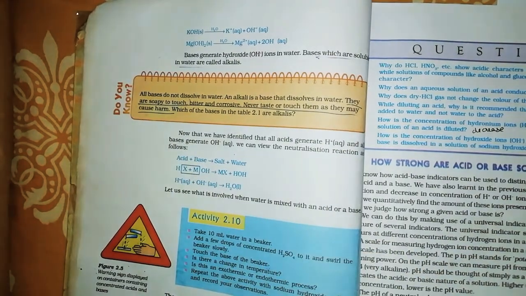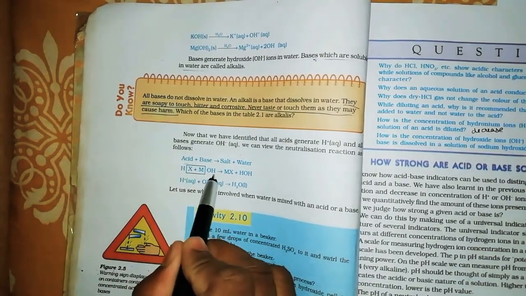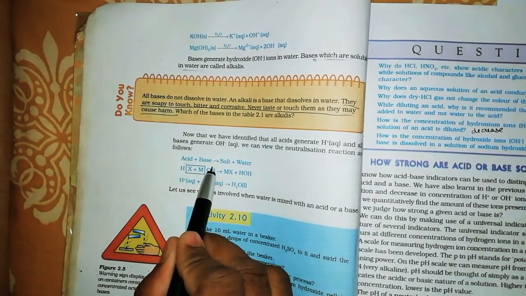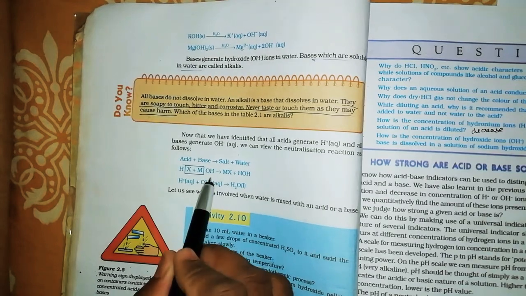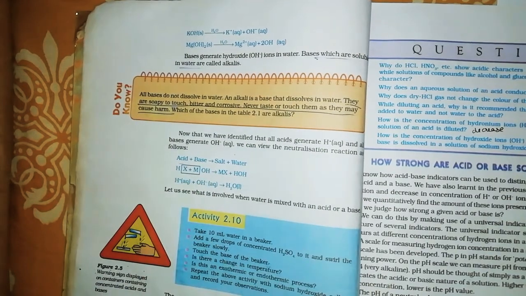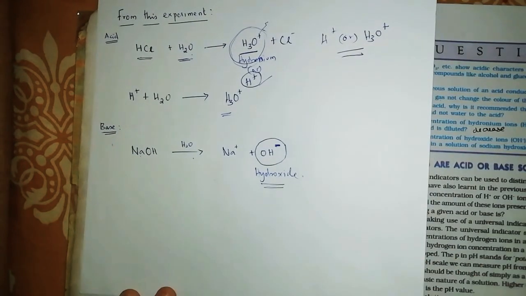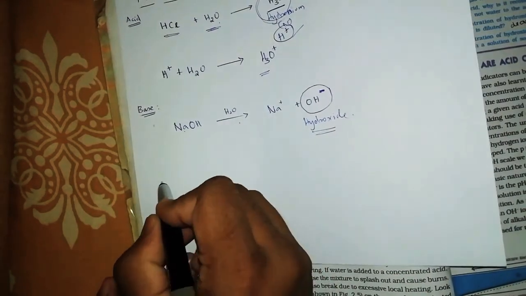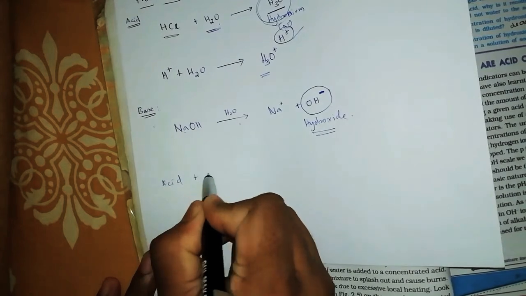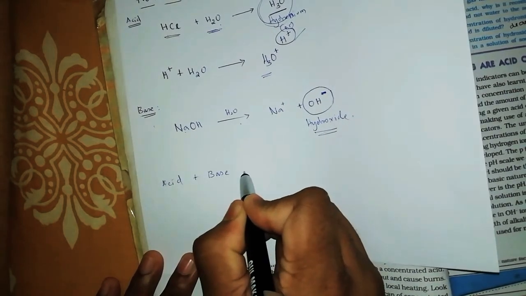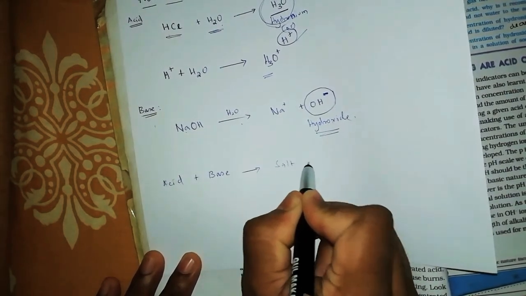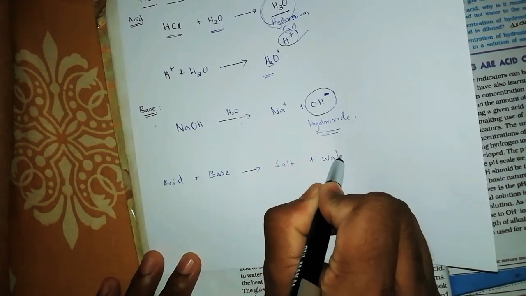As we know, acids always have H+ ions and bases always have OH- ions, hydroxide ions. When acid and base react with each other, they produce salt and water. This is the neutralization reaction. When acid reacts with base, it gives salt and water.